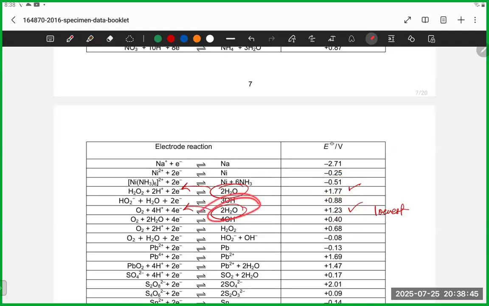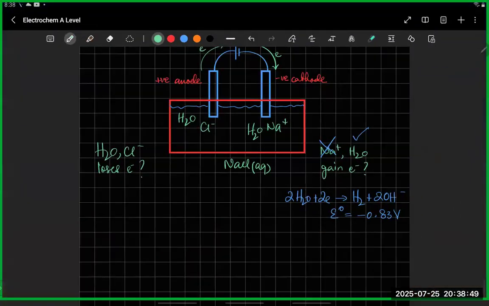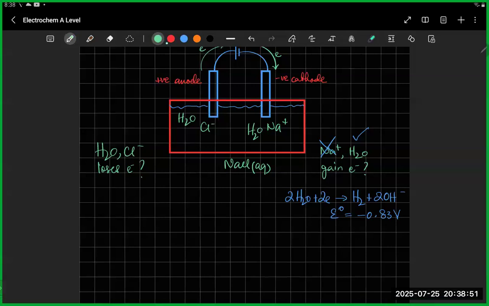Water is the one that has the lowest potential, and that's the one with the highest tendency to lose electrons. So over here, it's water that also loses electrons. And when it loses electrons, what do we get? Water losing electrons gives O2 plus 4H plus 1, and the E naught for this was 1.23 volts.